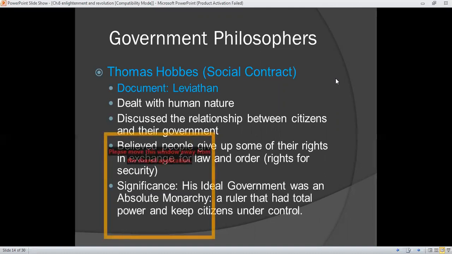Now, why was Hobbes' idea important? His idea of the government was absolute monarchy. We said that the ruler has absolute total control and power in order to avoid any revolutions, any turmoils or any conflicts with anyone. When a person has the power, he has the lead and everyone should follow. And Thomas Hobbes believed in this.